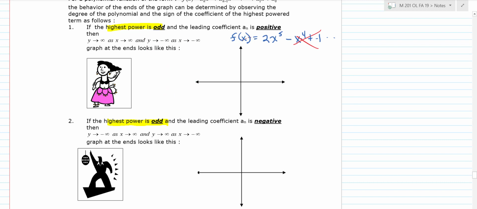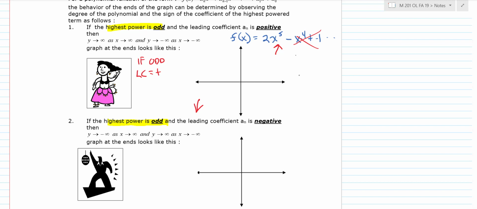If it's odd and the leading coefficient is positive, then the graph looks like this dancer. As x goes to infinity, y goes to infinity. As x goes to negative infinity, y goes to negative infinity. What happens in between doesn't make any difference to us. It can loop, it can just connect, but there are no breaks.